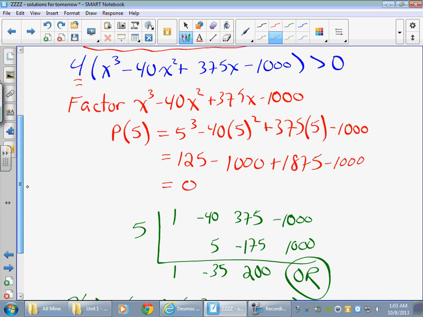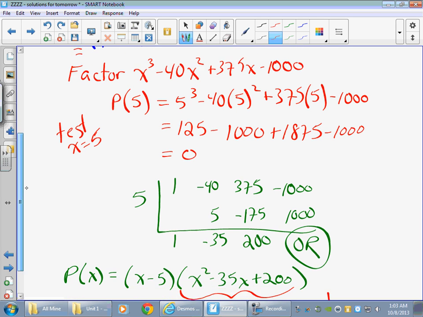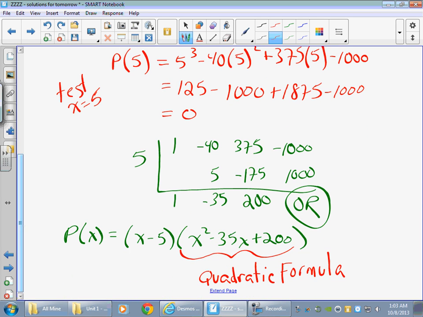A little bit of a cheat. Because I had already graphed it, I knew that the 5 would work, and so tested the 5 here. And big surprise, it worked. Synthetic division to simplify it further. And the bracket that needs to be factored further is this one. I don't think there are two numbers that multiply to 200 and add to negative 35. And of course, actually there aren't, because we've already graphed it, so we know.